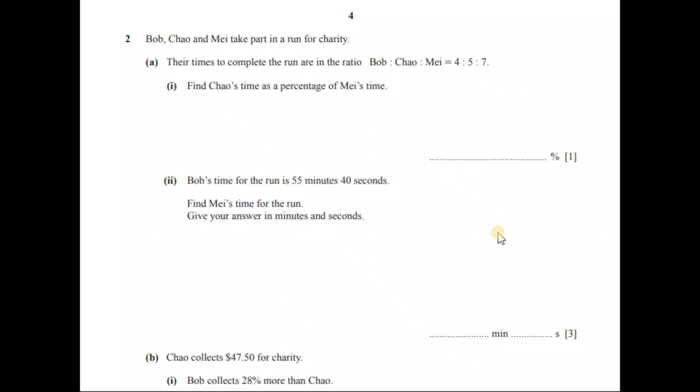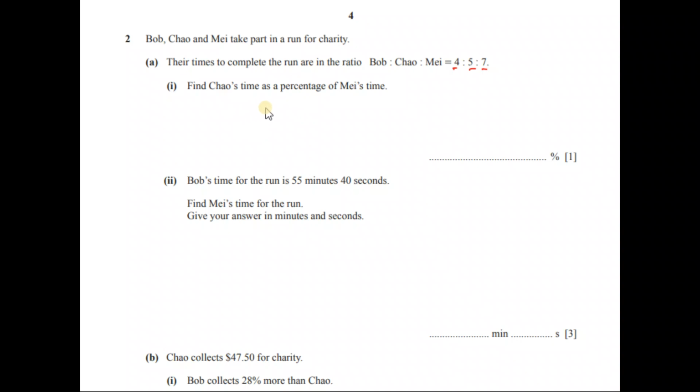Okay, now we move on to question number two. So question number two, it seems like it's related to ratios and all. So Bob, Chow, and me take part in a run for charity. Their times to complete the run are in the ratio Bob is to Chow is to me is 4 is to 5 is to 7. Okay. Find Chow's time as a percentage of me's time.